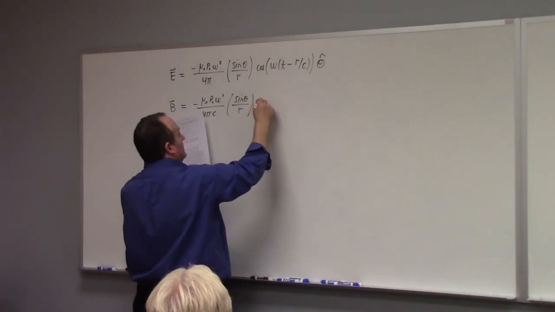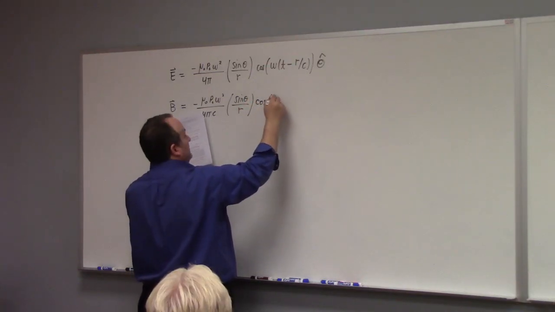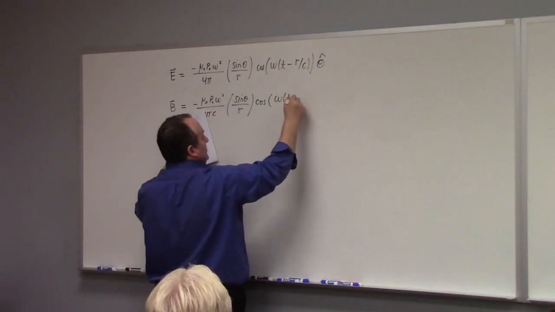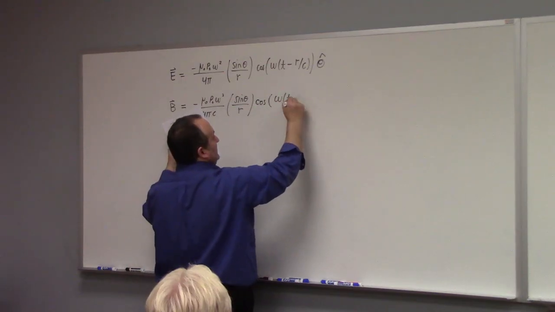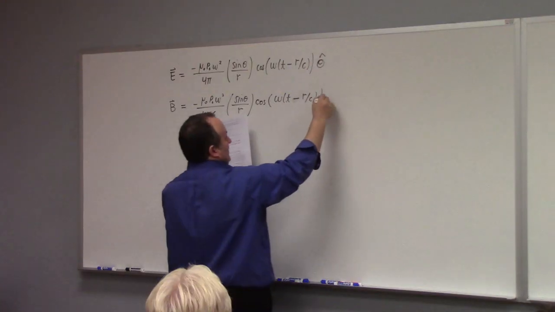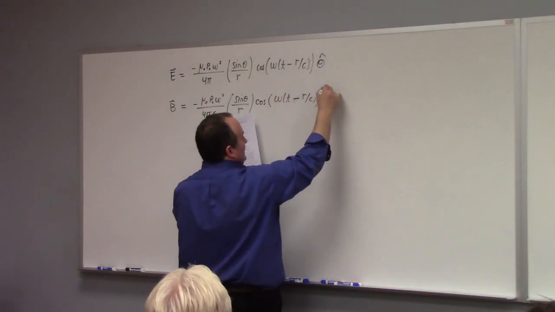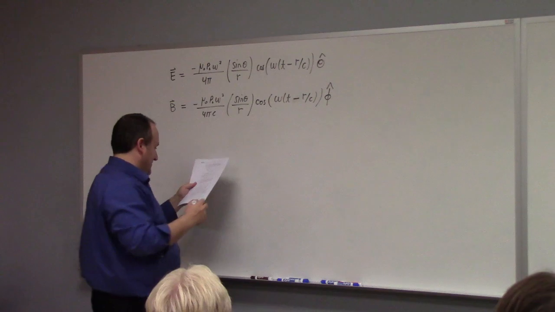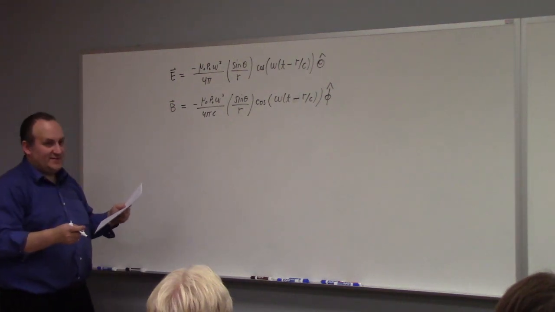cosine, or as my professor used to say, cosine of t minus r over c. As Dr. Martin used to say, cosine. He said, call me square root Martin. I only passed the square root of the class. Which is kind of funny because he was actually pretty easygoing.